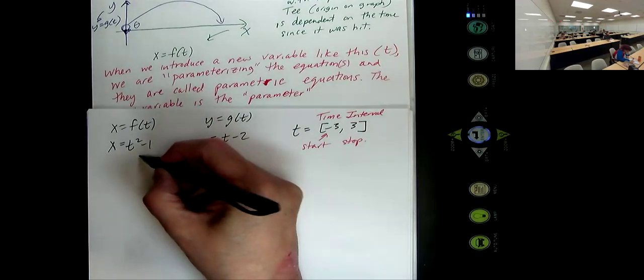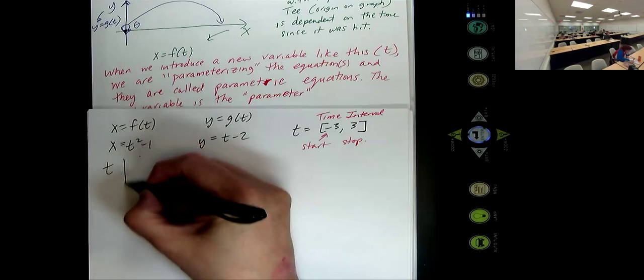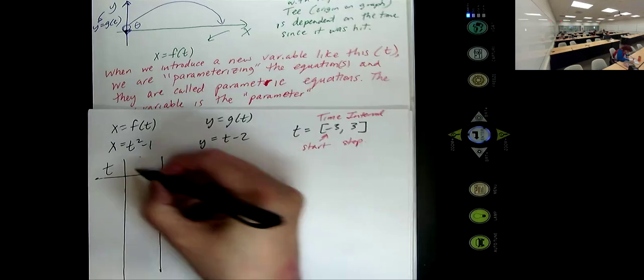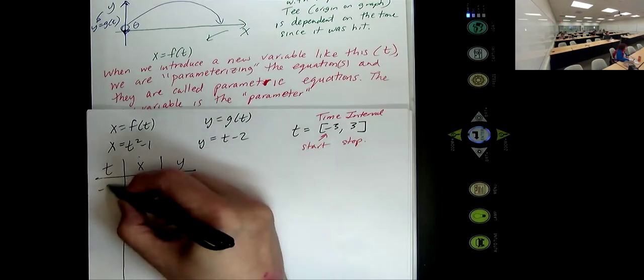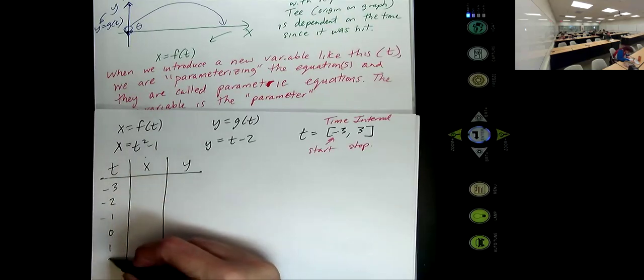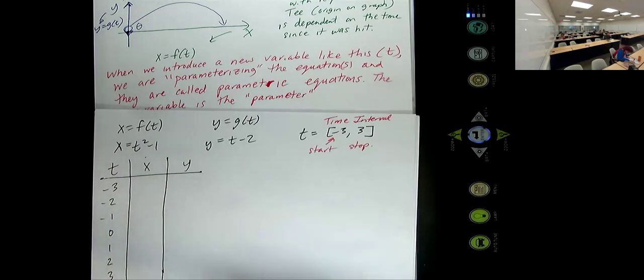Let's figure out what those values are. What is x and y when t is each of those values? Let's just go with whole numbers here. Let's do all the whole numbers in between, or all the integer numbers in between.